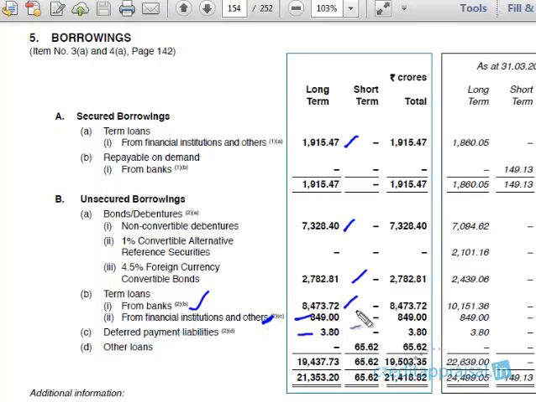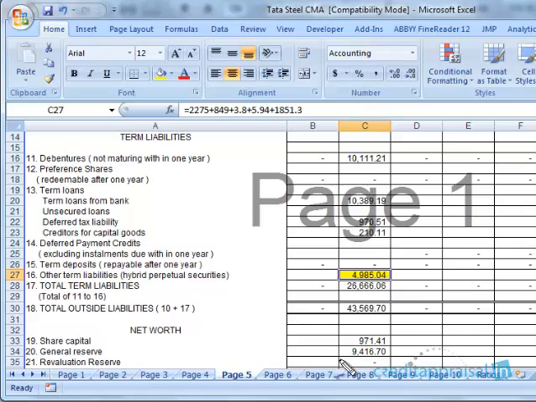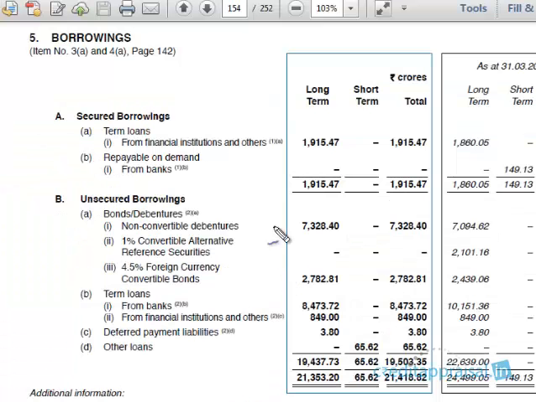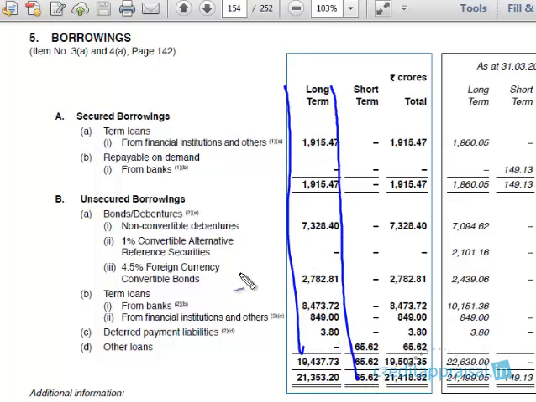Okay, this I'm going to place under other term liabilities. So 849 plus 3.6, which includes 849 and 3.8, I'm going to place under other term liabilities. 2275 is the perpetual hybrid security. So this completes the long-term portion of borrowings.